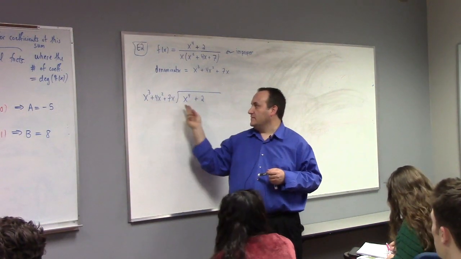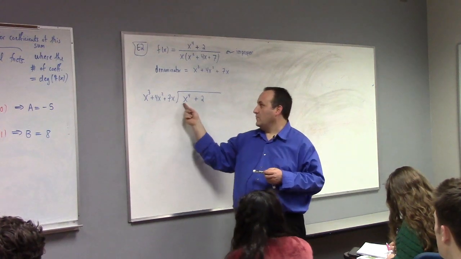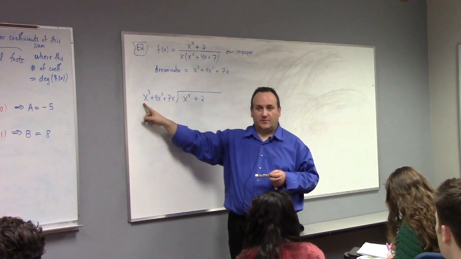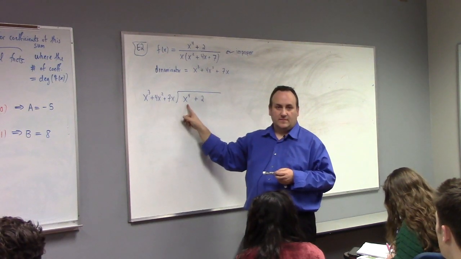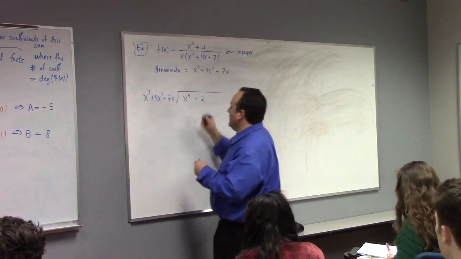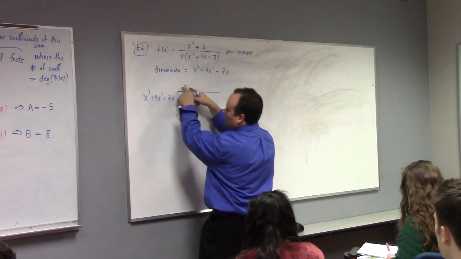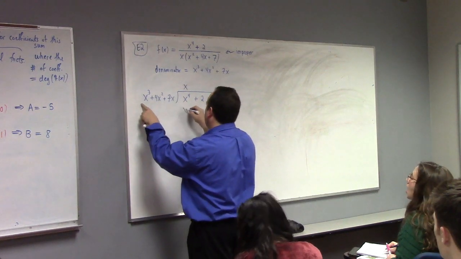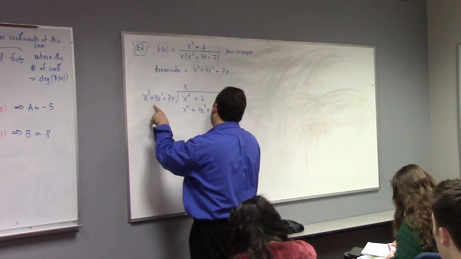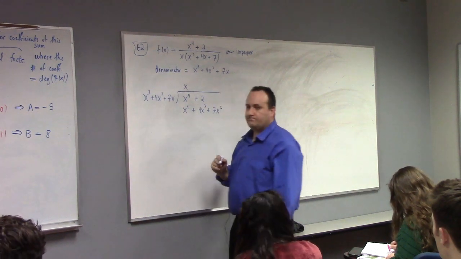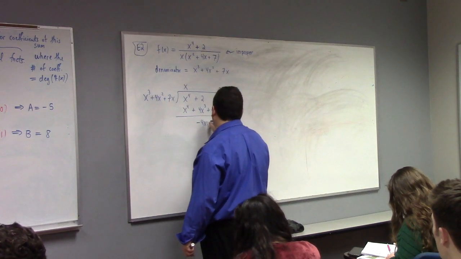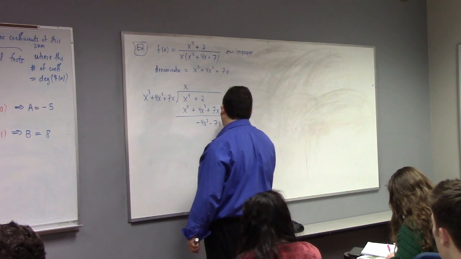So to do this long division, I have to figure out what I need to multiply this polynomial by in order to get rid of this x to the 4th. So I multiply by x. Now I have to multiply x by this, and then I put it down here. So I get x to the 4th plus 4x cubed plus 7x squared, right? Then I subtract, and that gives me minus 4x cubed minus 7x squared plus 2.